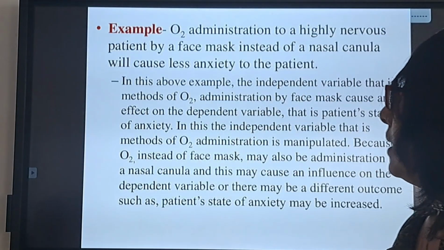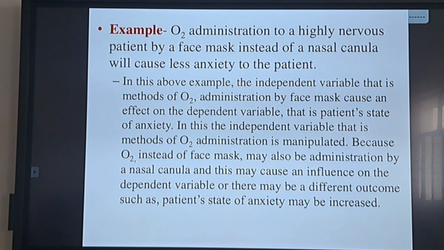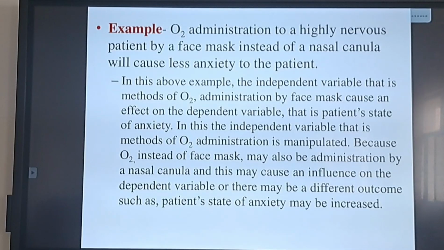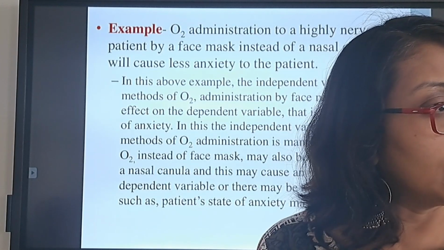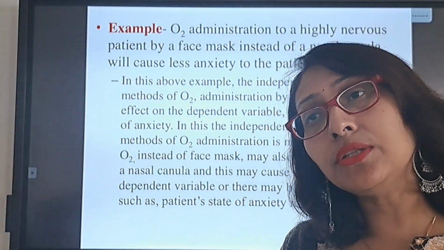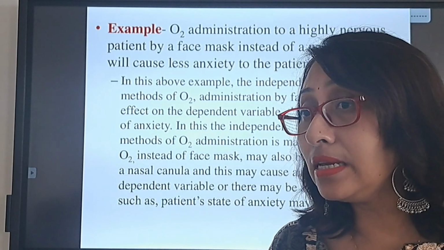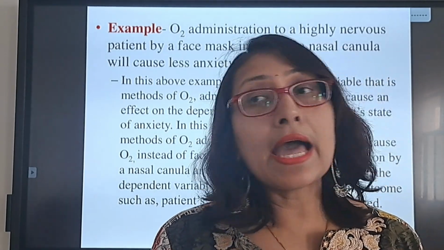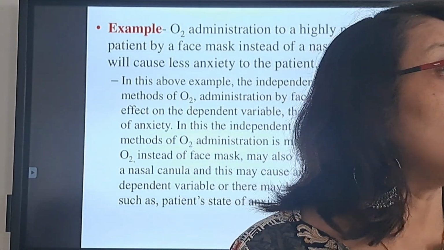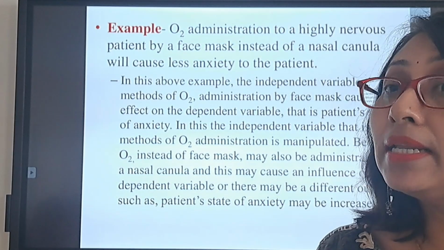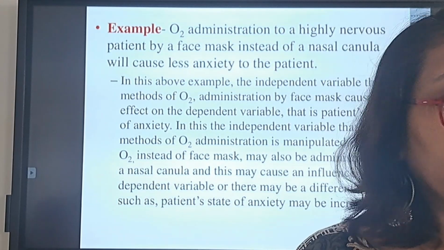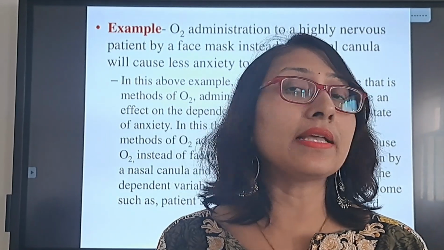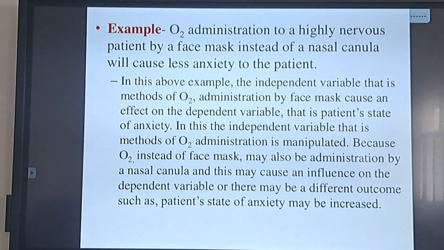So you can see here the independent variable, that is method of oxygen administration by face mask, causes an effect on the dependent variable, that is the patient's state of anxiety. If you give the oxygen through the face mask, the patient will have less anxiety. So, administration of oxygen through face mask is the independent variable, and the anxiety state or anxiety level of the patient is the dependent variable. Yes or no? Yes. So, if you are administering with nasal prongs or cannulas, you will see the anxiety level of the patient will become more.